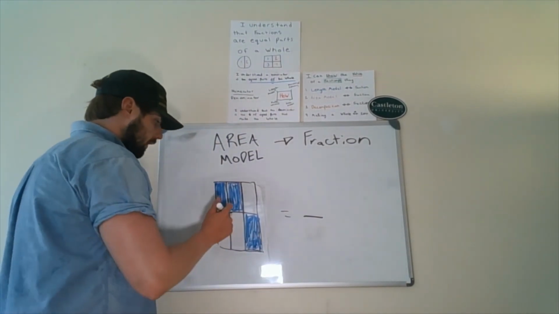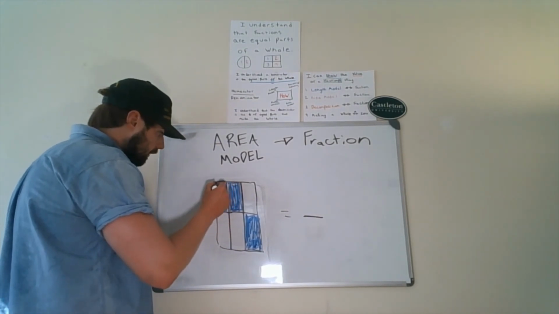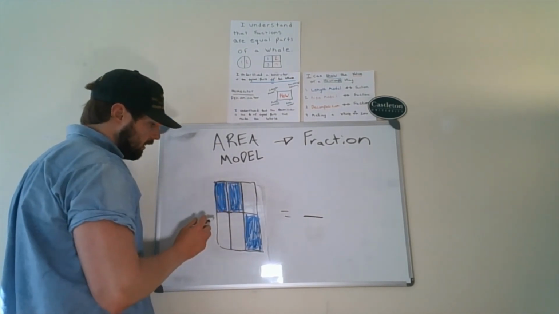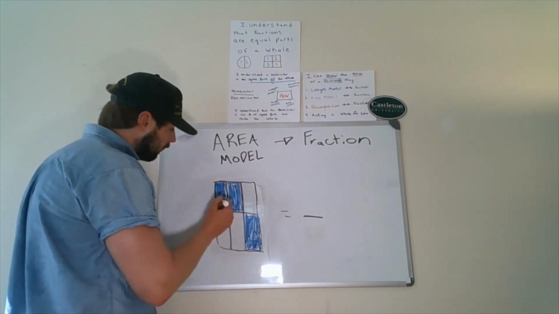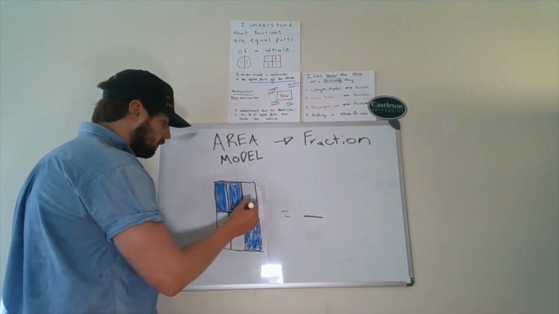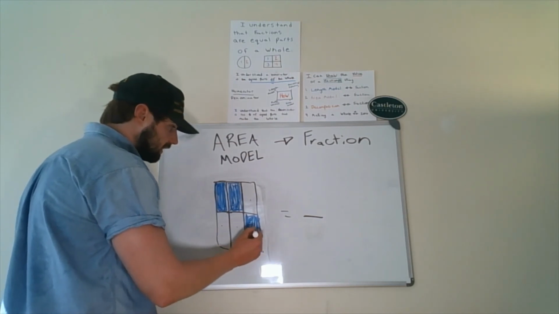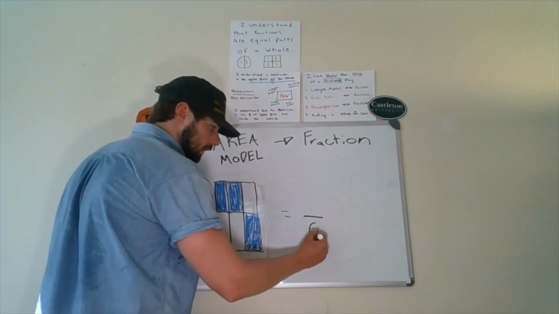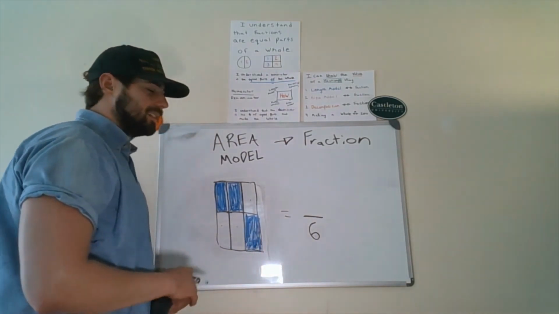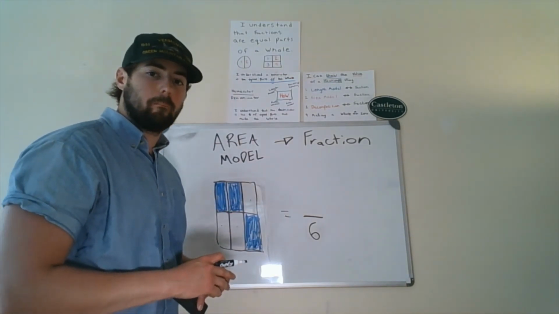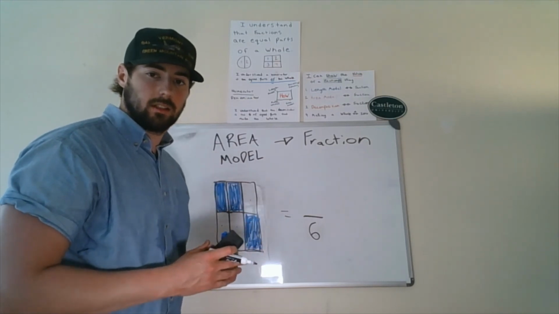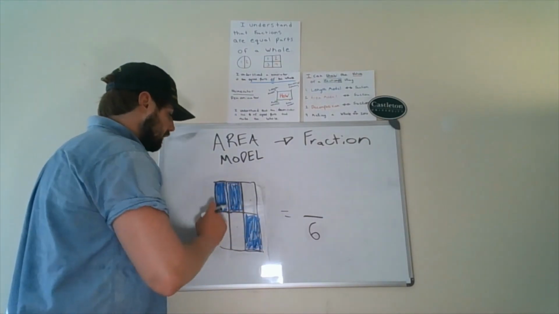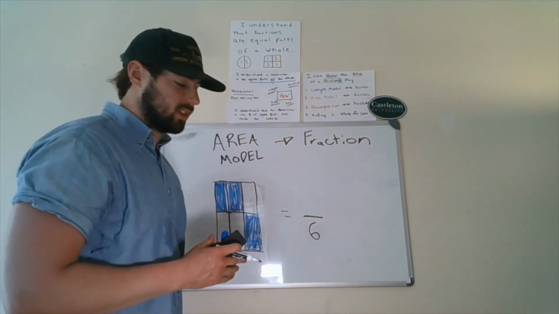So I can see here that this whole is partitioned into equal parts. How many make the whole? 1, 2, 3, 4, 5, 6. It looks like this area model has 6 equal parts that make the whole. It is sixths. It is broken into sixths.